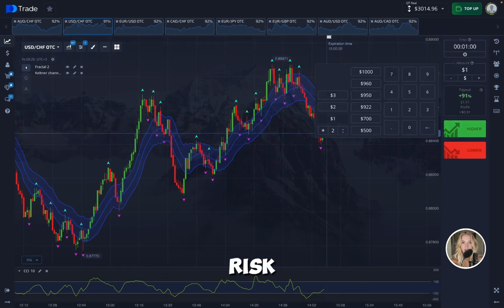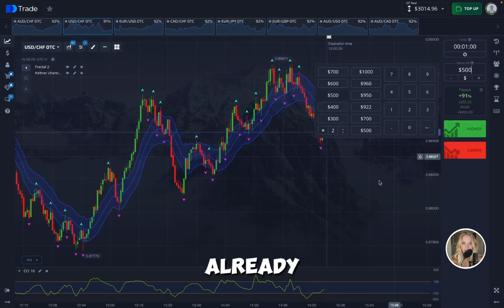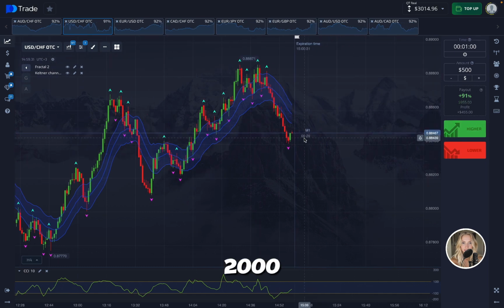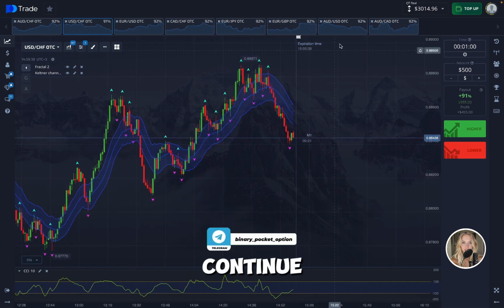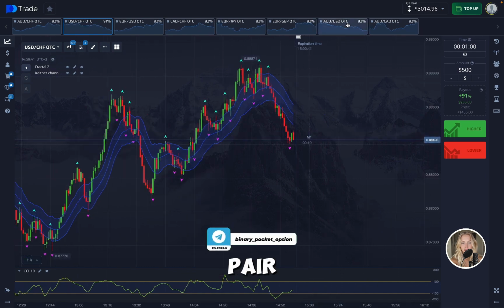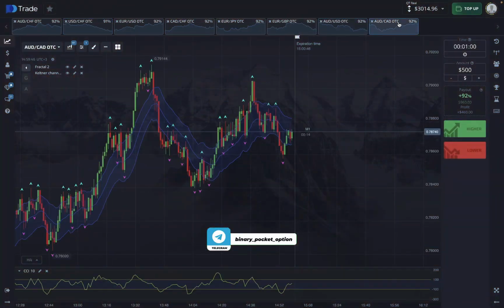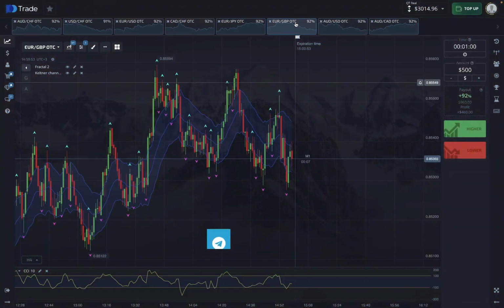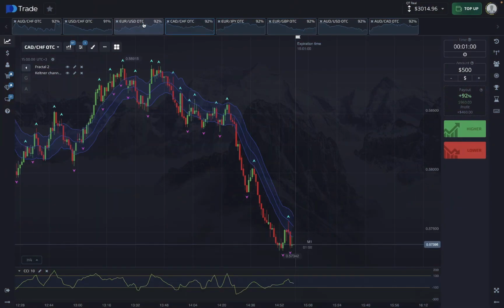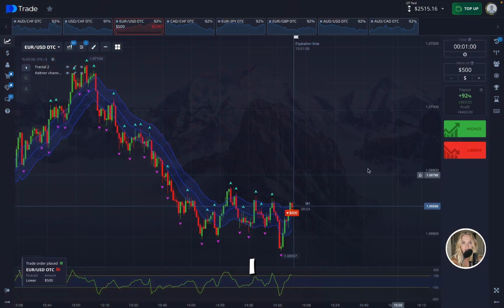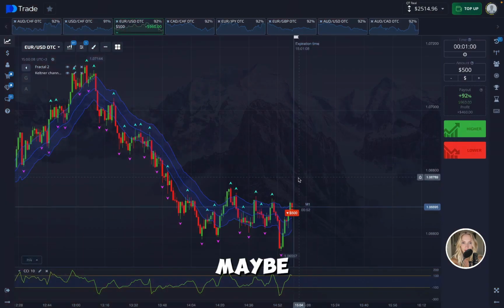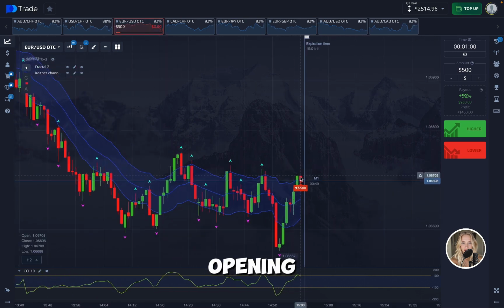I don't want to risk the balance too much. We are already in the black with you by $2,000, and in general, if it's $500 less, I won't be so upset. So let's continue and select the final currency pair. And here I want to open a trade to go down, maybe, damn, not quite a good opening level again.